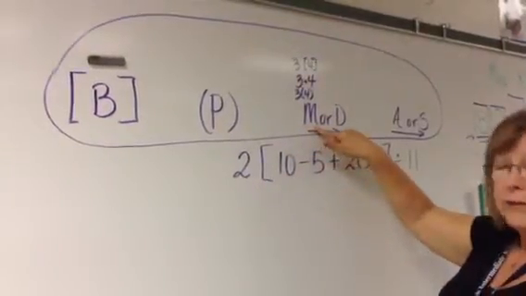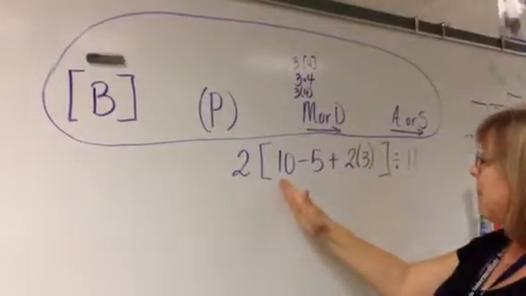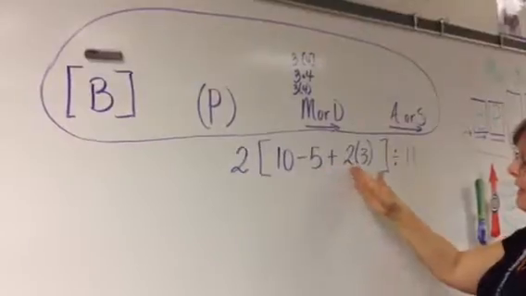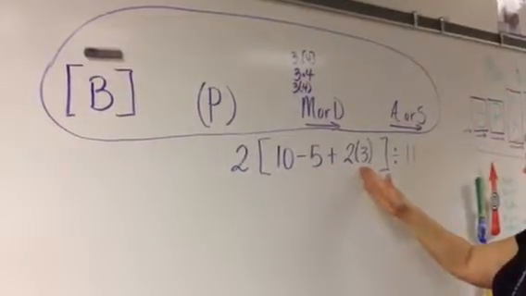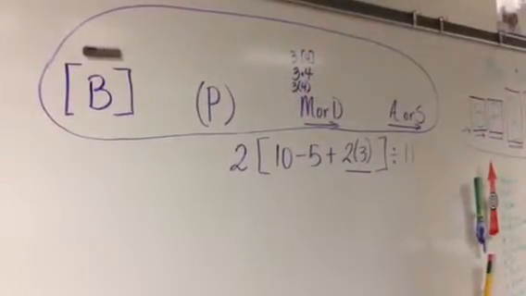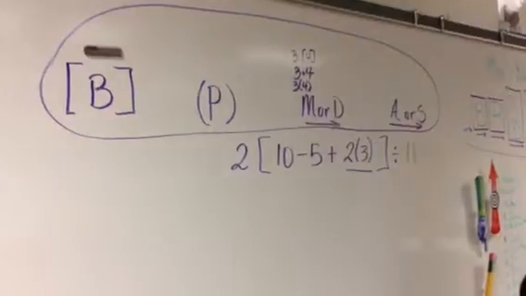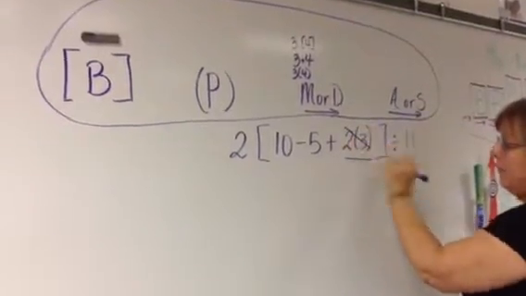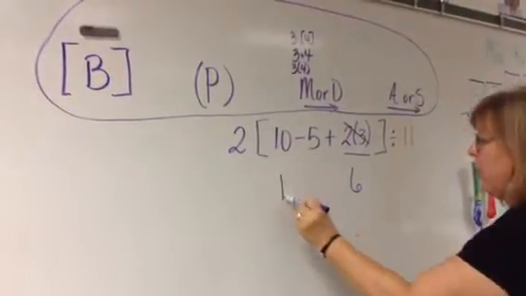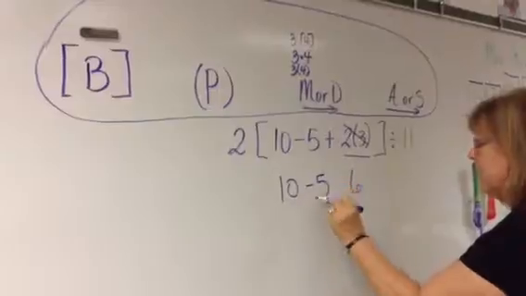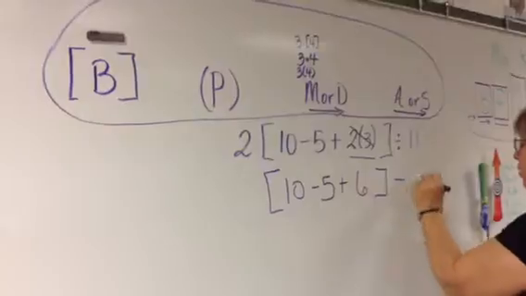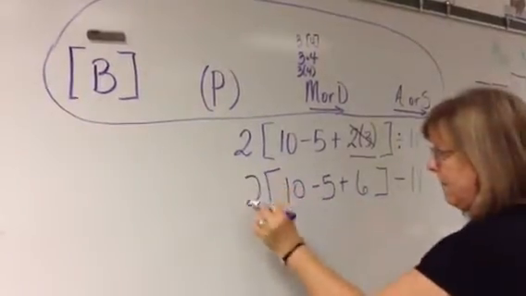Our next level is multiply or divide. So inside my bracket, I'm going to go from the left to the right, and I'm going to look to see if I have any multiply or divide, which I do right here, which is 2 times 3. So I'm going to work that part of the equation first. I'm going to mark it off. 2 times 3 is 6. I'm going to put that underneath. I'm going to put all the rest of the numbers inside the bracket and outside the bracket so I can work my next part of the equation.